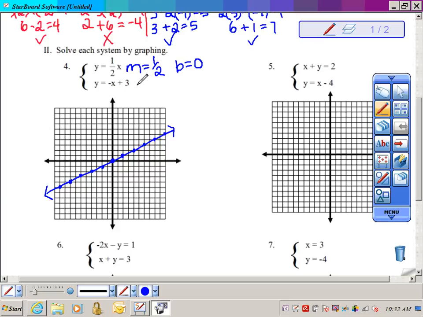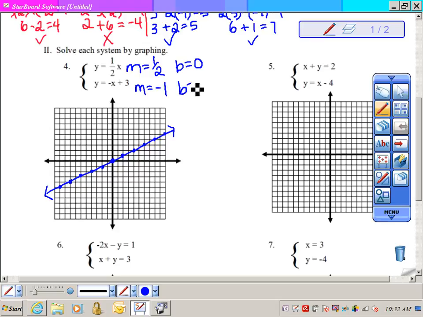Okay, for the second part, what was the slope? Negative 1. What is the y-intercept? 3. Good. So where do I start? Where do I start at? 3. Where at?